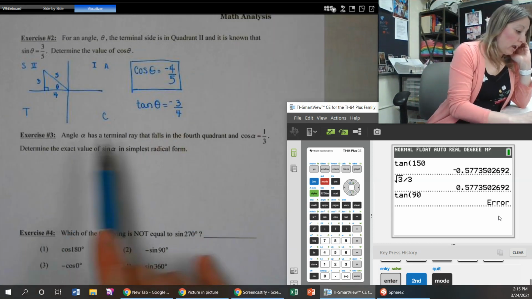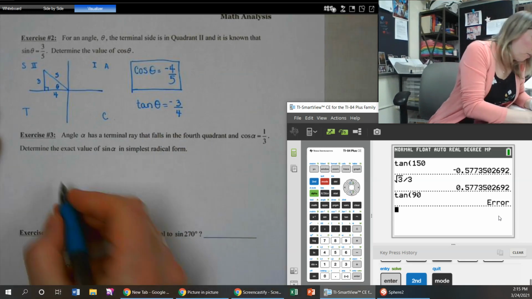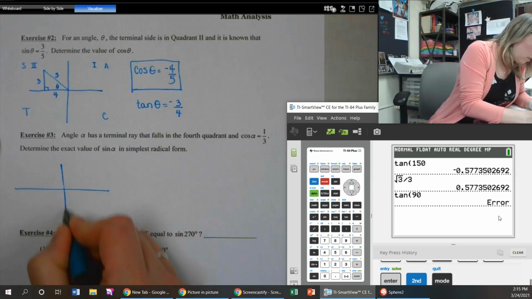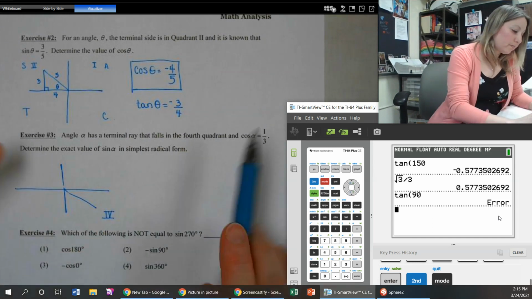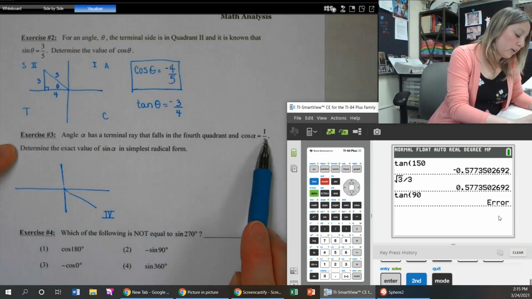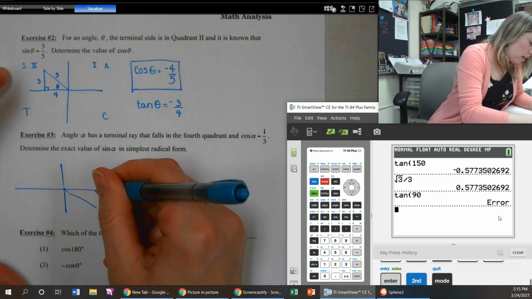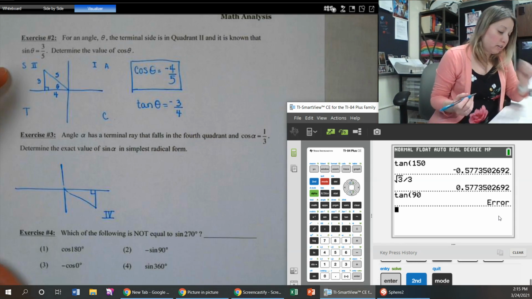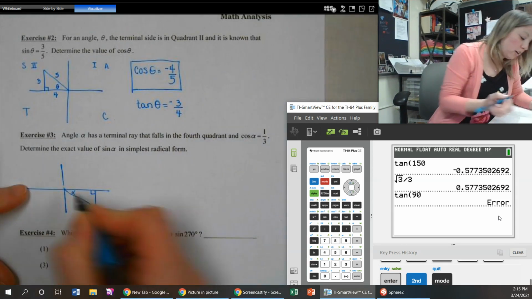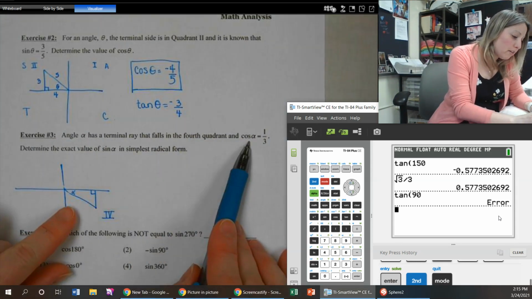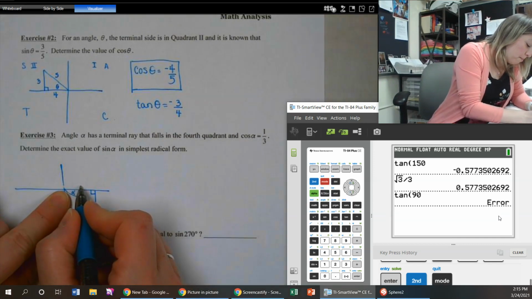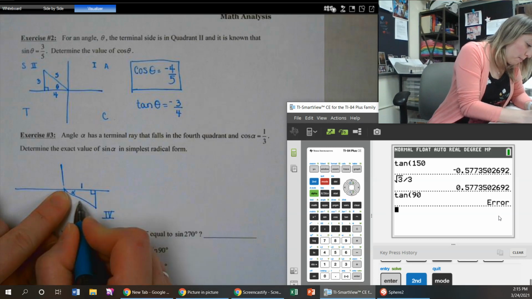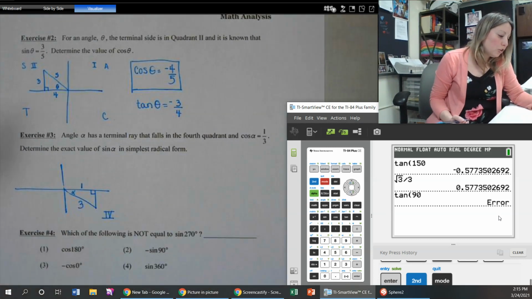Angle alpha has a terminal ray that falls in the 4th quadrant. Okay, so your sketch, and it falls in the 4th quadrant. And cosine of alpha is 1/3. So I draw my altitude, drop my altitude to the x-axis. Here's angle alpha. Cosine of alpha is 1/3. So cosine is adjacent over hypotenuse. Determine the exact value of sine of alpha in simplest radical form.